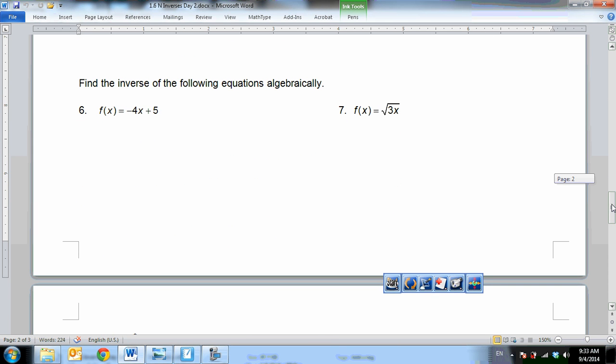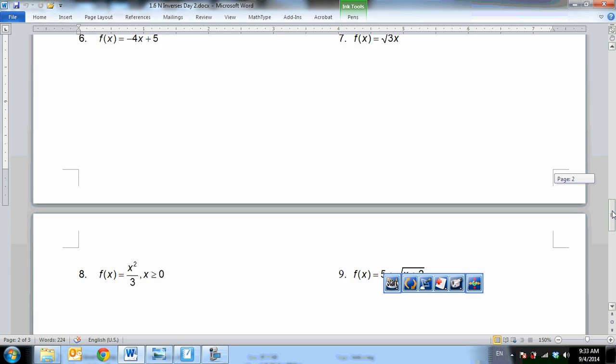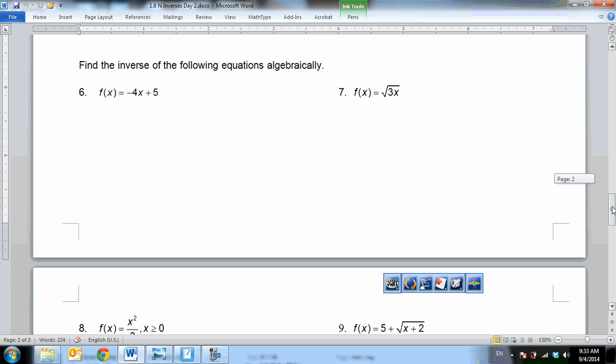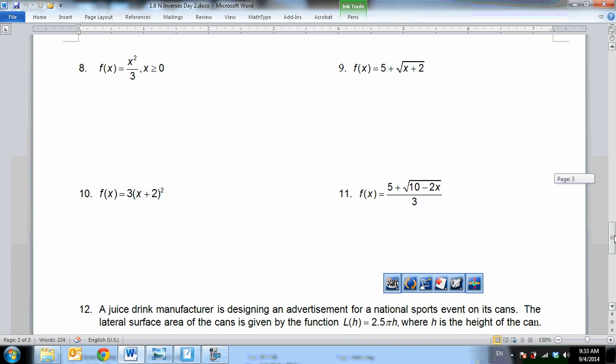Okay, I'm going to go ahead and skip 6, and yeah, I'm going to skip to 8. 6 and 7 look a lot like the ones we did yesterday, and I'm confident you guys are okay. If you're not, come see me, and we'll do them. Okay, let's look at number 8.